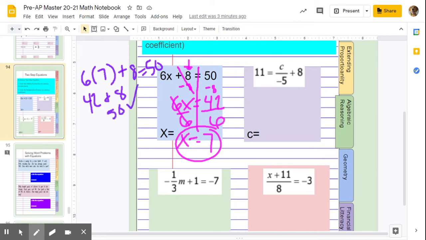Always check your answer because that's how you're going to find out if you made a mistake somewhere. And trust me, mistakes are made. I make mistakes all the time. All right, looking at the next one.